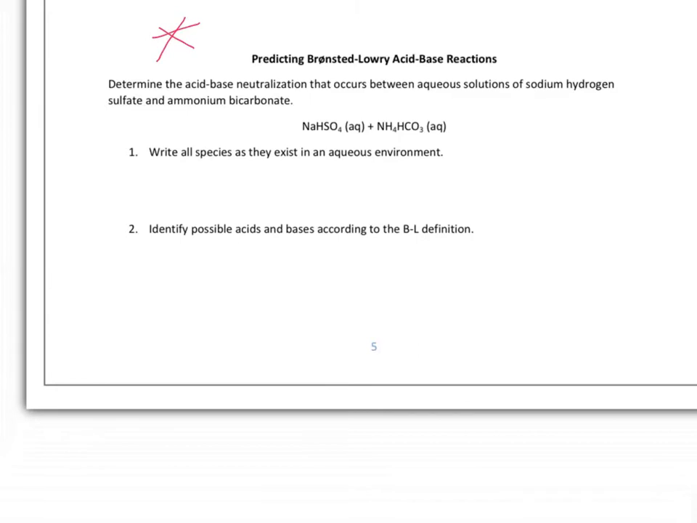In this example, we are going to determine the acid-base neutralization that occurs between aqueous solutions of sodium hydrogen sulfate, NaHSO4, and ammonium bicarbonate, NH4HCO3. These reactants are given here. The first step in determining a Bronsted-Lowry acid-base reaction is to write all species as they exist in aqueous environment.